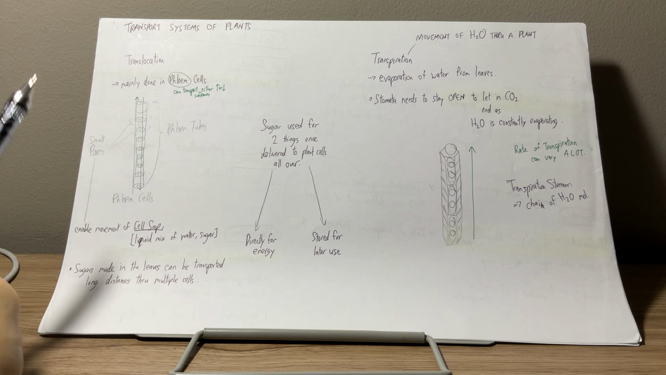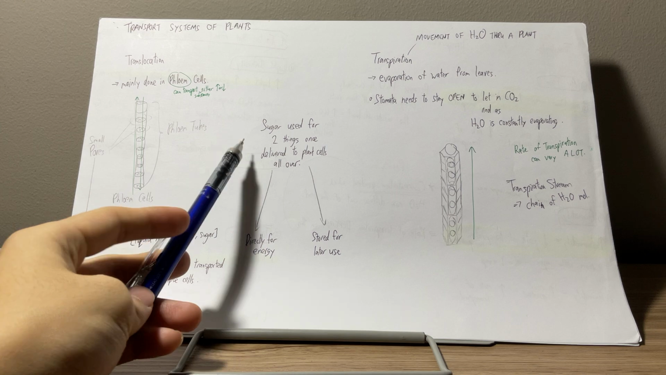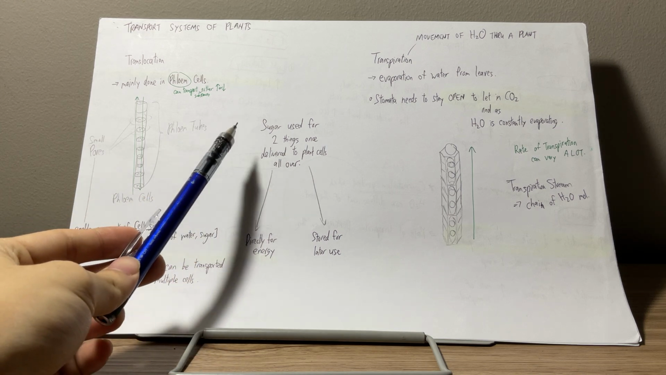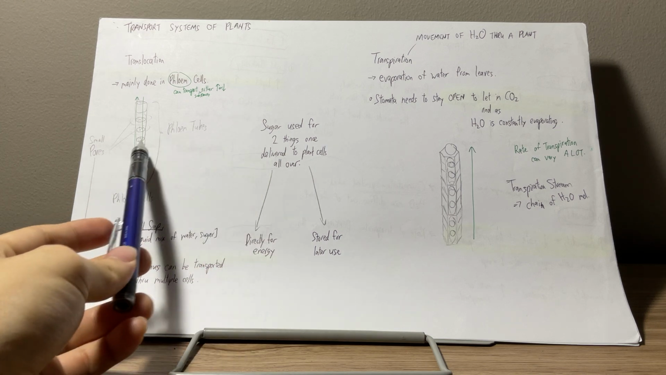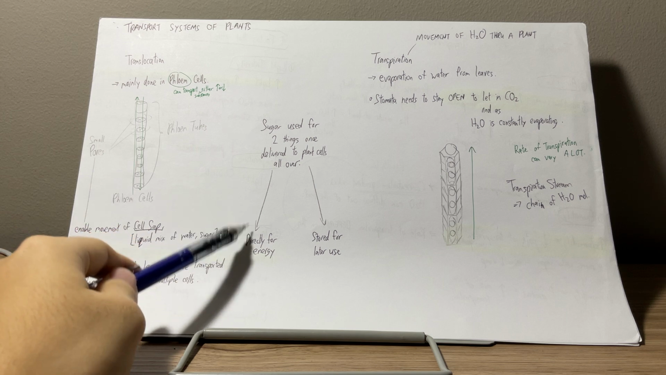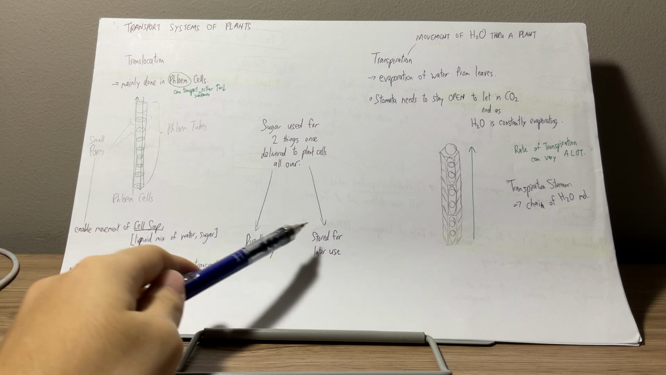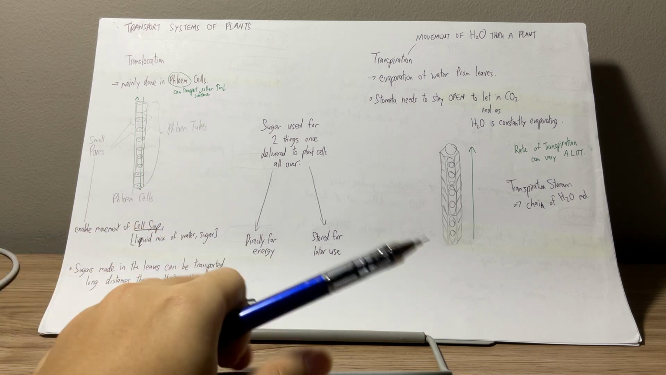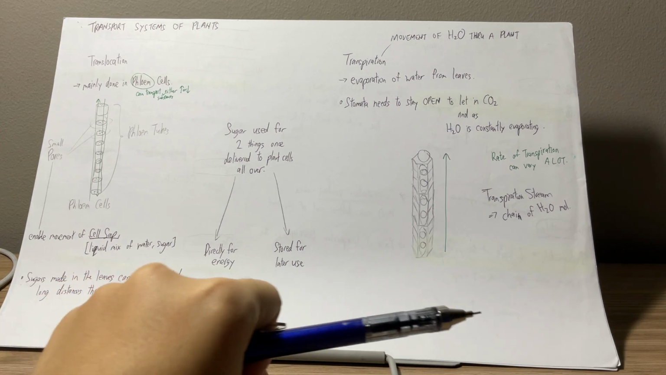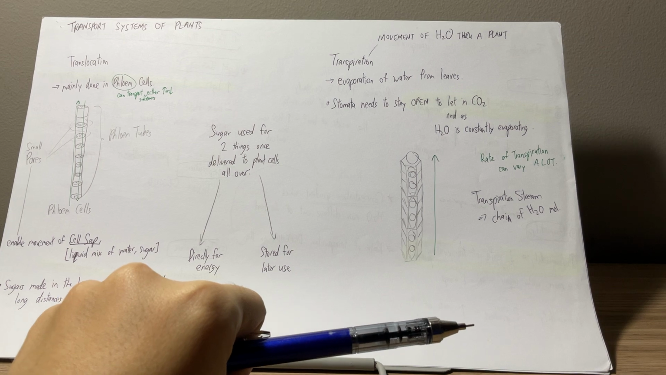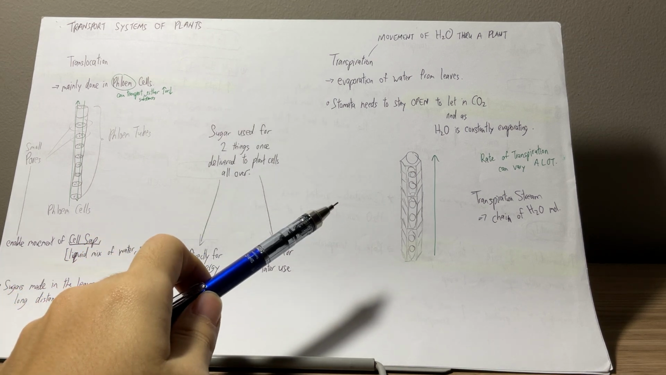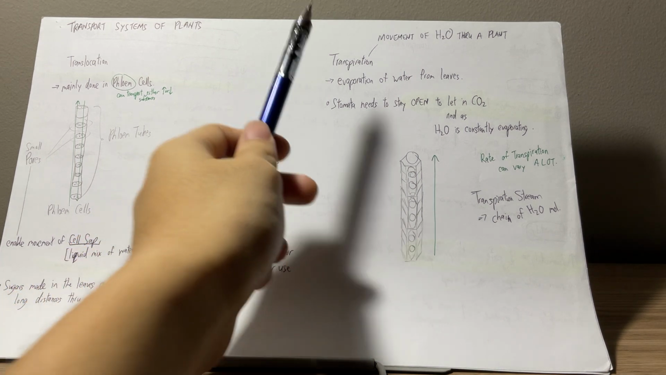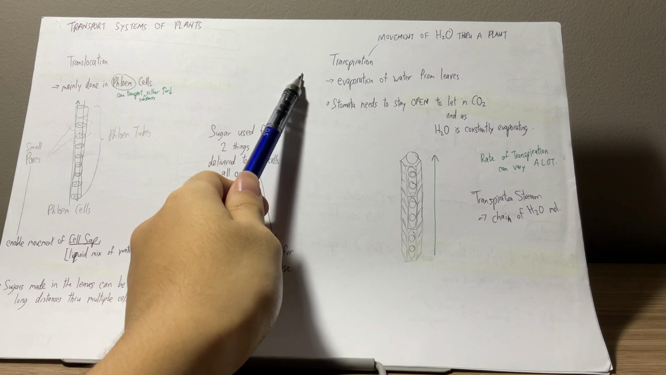Sugar is used for two things, and it's delivered to the plant cells all over. One is directly for energy, and the other is when it is stored for later use. So even plants store their energy. They don't consume everything, they only consume what they need. So let's move to transpiration.